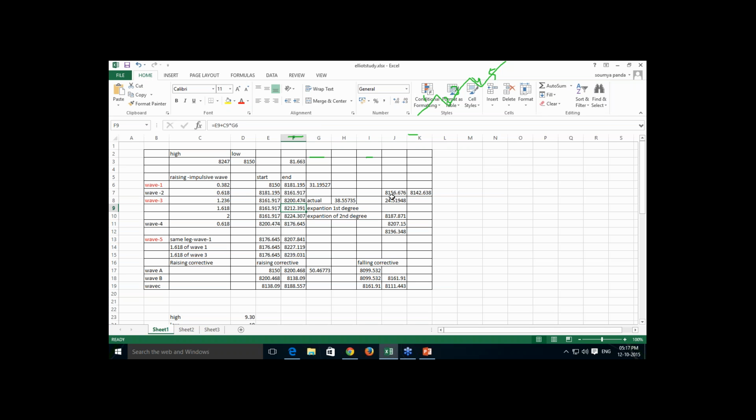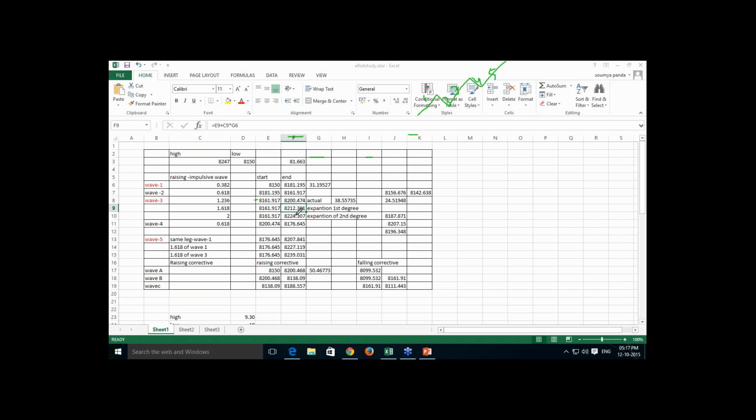Suppose in the third wave, how will you understand that it is going for an expansion? From 8162, if the price moves to 8200 and does not correct from that level and further moves to 8212, then you can say that it has gone for a first degree expansion. Then the second degree expansion will be till 8224.